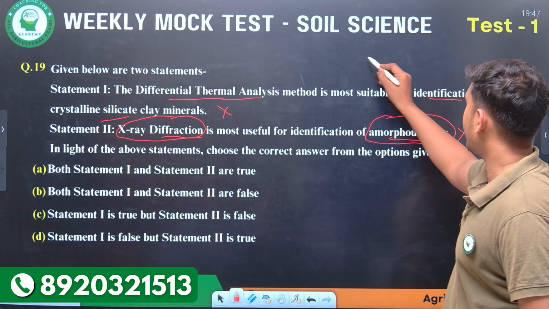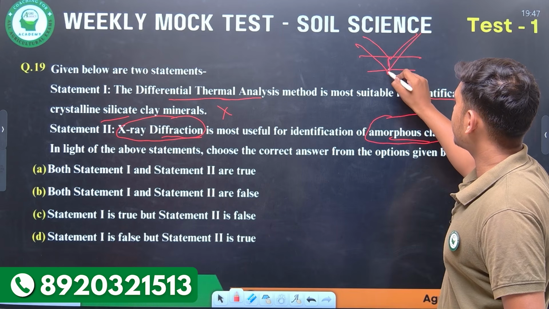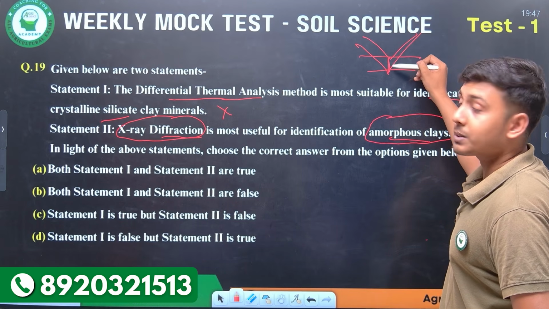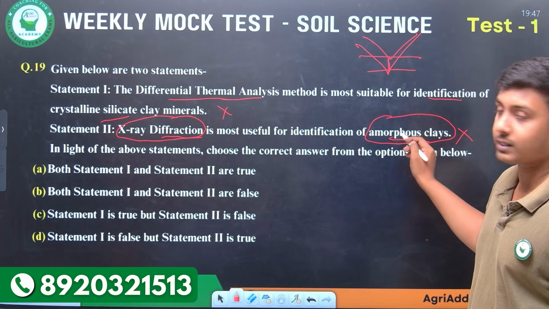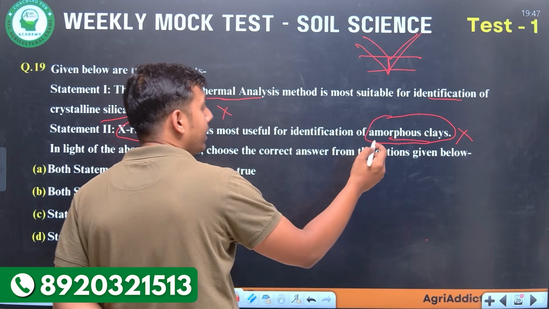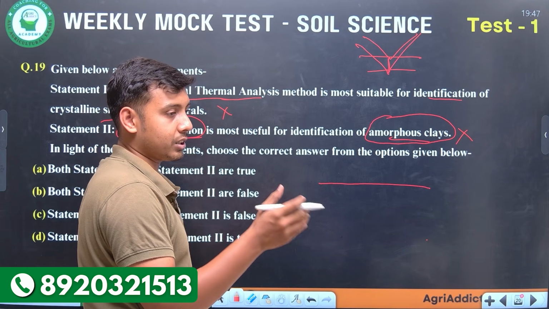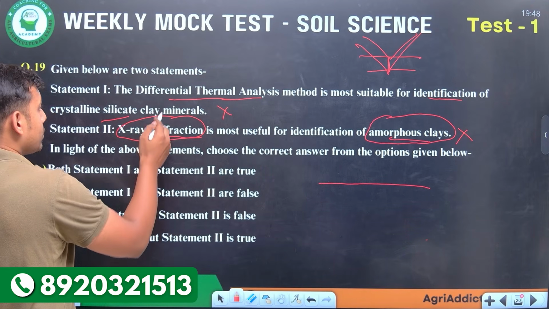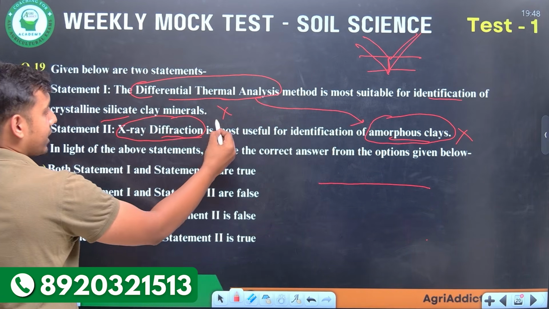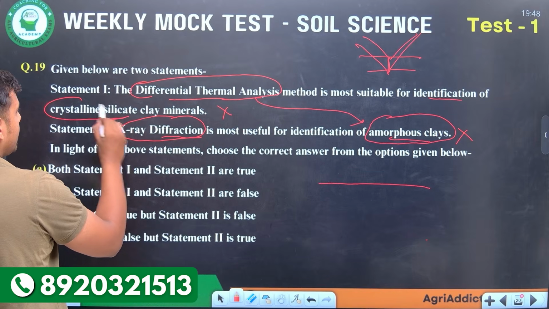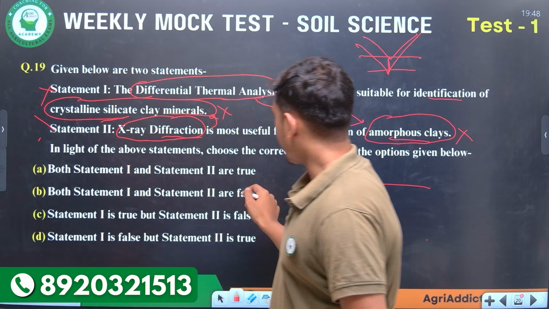In X-ray diffraction, the ray reflects, then we calculate the displacement distance, and by this we judge which mineral is there. But in amorphous clay, there is no prominent or constant surface that can be judged through X-ray diffraction. So differential thermal analysis is used for those amorphous clays, and X-ray diffraction is used for the crystalline clay minerals. So both will be false. Both statement 1 and 2 are false. Okay.